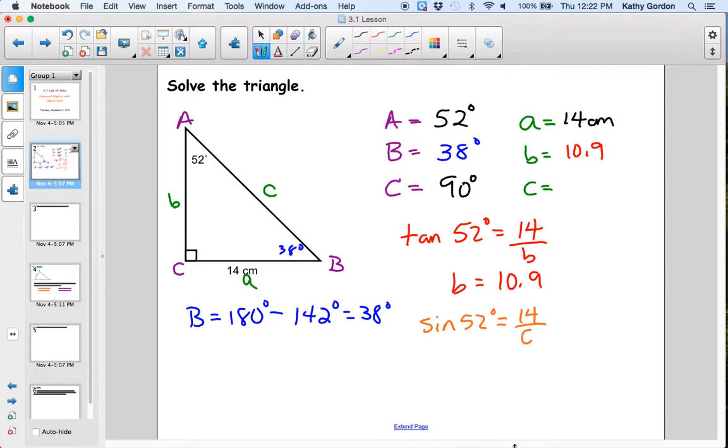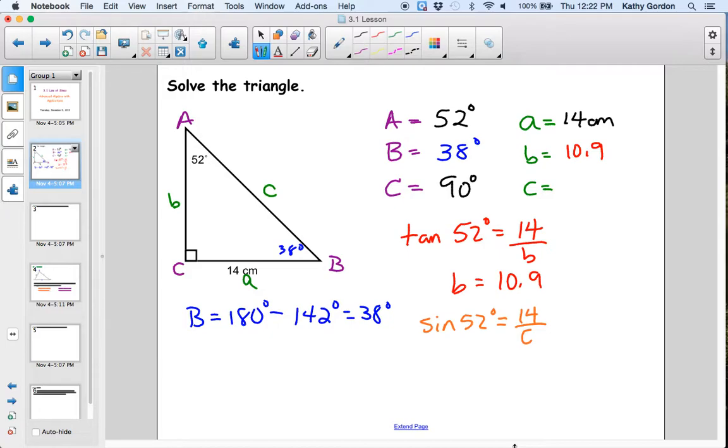So Pythagorean, yeah. All right, a squared plus b squared equals c squared. That would also work. Anybody else got an idea? Sine of 38 equals 10.9 over C. Okay, we could go with that as well.